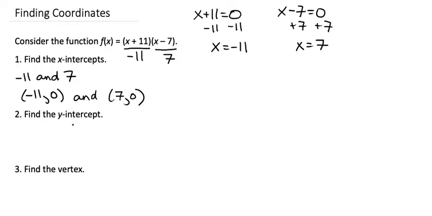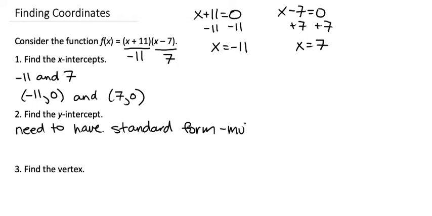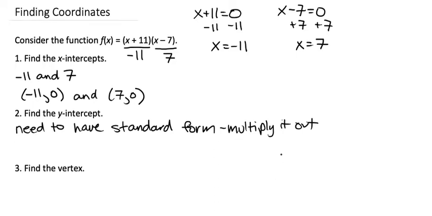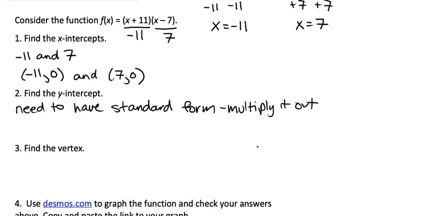Now to find the y-intercept, I need to put the function into standard form. And in order to do that, I need to multiply it out. Now we saw last week a few different ways to think about multiplying it out. You can use the distributive property, FOIL, or draw a box. I'm going to draw a box to help myself do this. So my box is going to look like this.